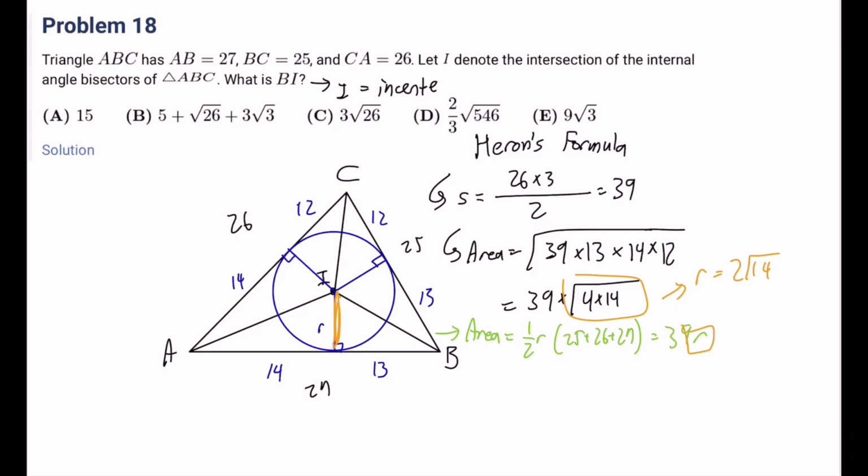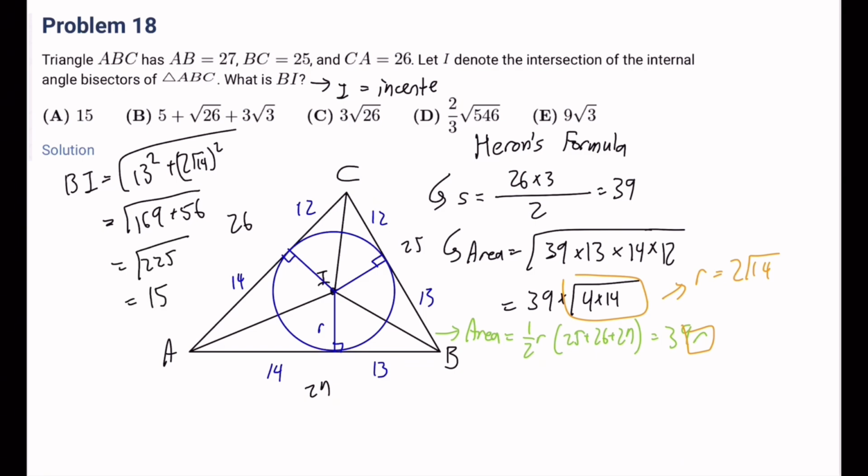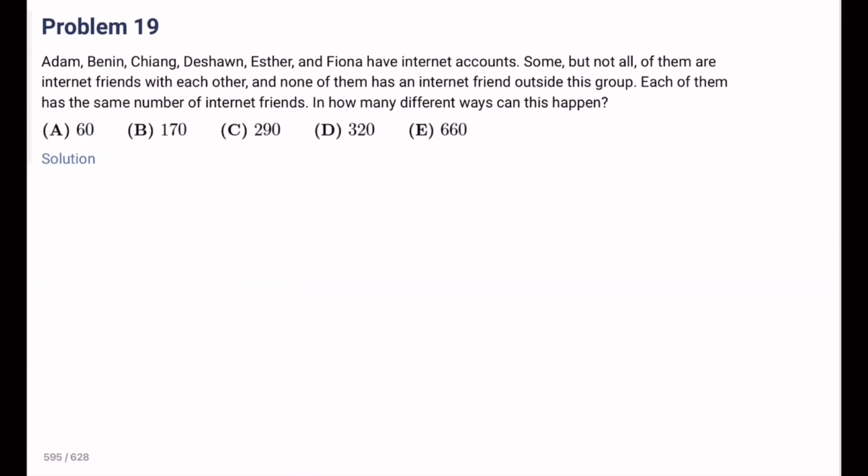Since R is 2 root 14, we can use the Pythagorean theorem to get BI. If we do that, BI is going to be equal to the root of 13 squared plus 2 root 14 squared. This is going to be equal to the root of 169 plus 56. This is root 225, which is 15. And 15 is our answer. It's A. Number 19. Adam, Benin, Chiang, Deshawn, Esther, and Fiona have internet accounts.